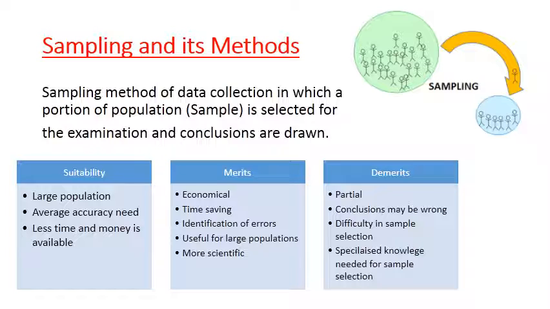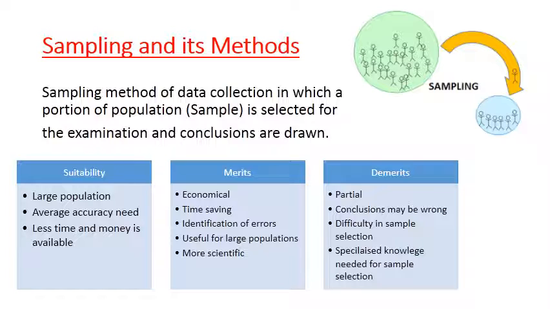Now, what is sampling? First of all, you should know what a sample is. A sample is a portion of population which an investigator investigates, and the conclusions are drawn from that sample only. The sampling method of data collection is that method in which a portion of population is selected for examination, and the conclusions are taken for the whole population.